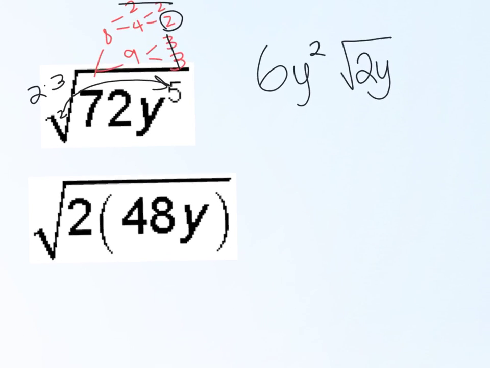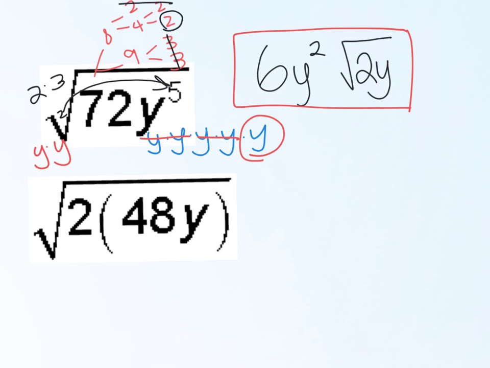So the visual breakdown on that is this is 5 y's, right? y times y times y times y times y. So I want to take them out in groups of 2's. 2 y's, that means one goes to the outside. Another 2 y's, a second y that goes to the outside. This y doesn't have a match, so it stays underneath. And then y times y would be y squared, which is where this comes from.